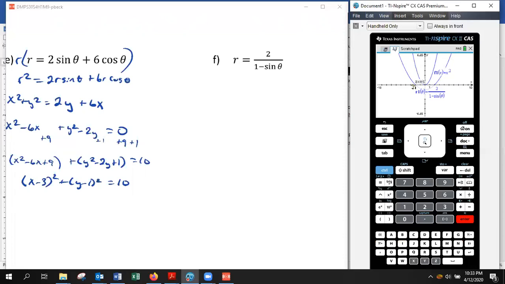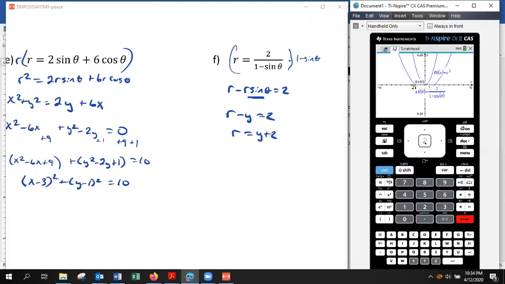Well, how am I going to do that? The way I'm going to do that is I'm going to multiply both sides by my denominator, 1 minus sine theta. So by doing that, you'll see it's going to make life a little bit easier. So I will have r minus r sine theta equals 2. And the reason why I like that r sine theta is because, hey, that's y. So r minus y equals 2, and I'm going to take that to the other side. So r will equal y plus 2.